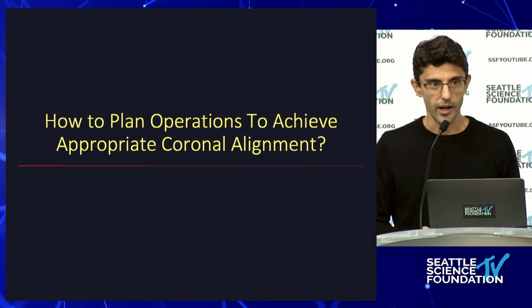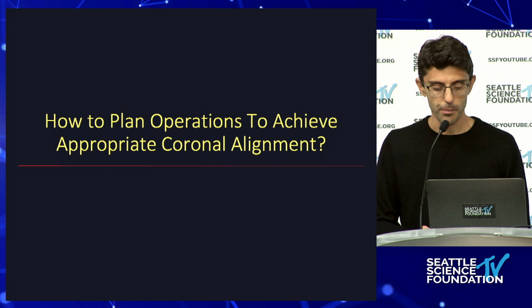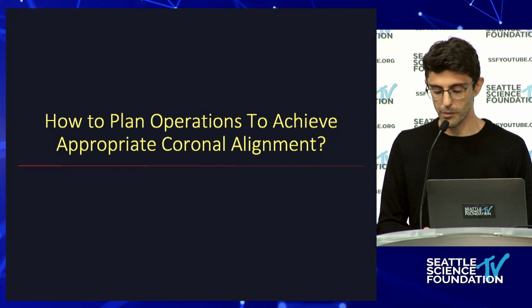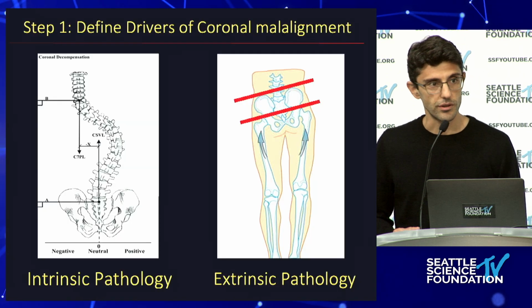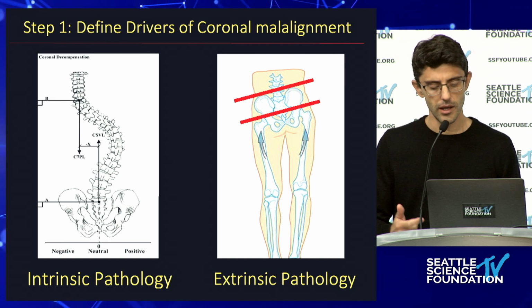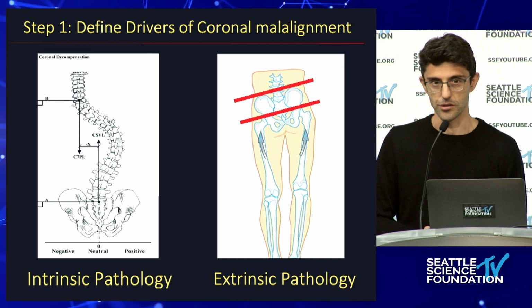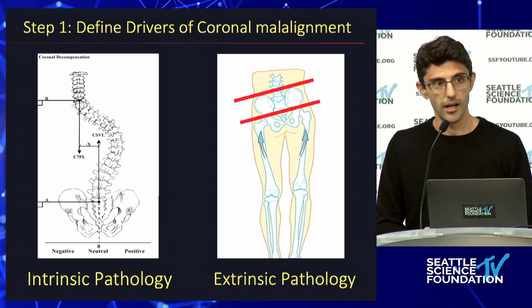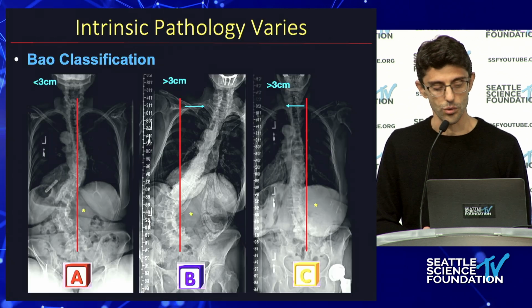I think we're all asking, well, how do you put this into action? How do you plan for operations to achieve appropriate coronal alignment? And it's really important to define what the intrinsic pathology is, so within the spine, but also understanding the extrinsic pathology, mainly leg length discrepancies, and we'll talk about that shortly.